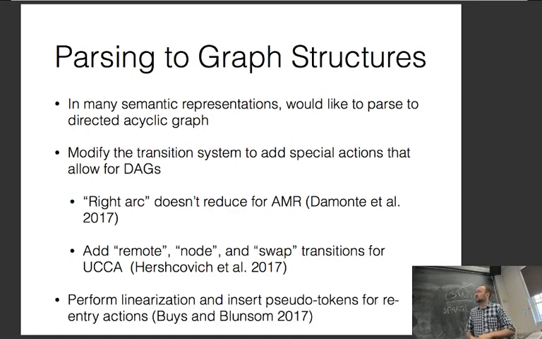Another way to do this is the kind of giving up way, where you say, I really want to run my sequence-to-sequence model on a parsing task. So you basically do some sort of linearization and insert pseudo tokens for where you're re-entering into the graph. So this is another way to do so as well.